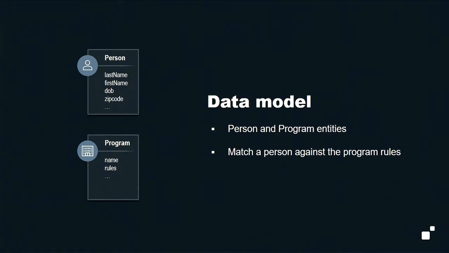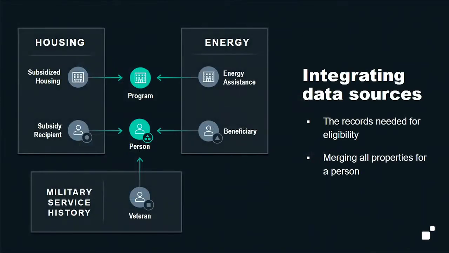Now, while the model might be simple, there's still data integration involved. And for the program information, we have to integrate information from two silos, from the housing silo and the energy silo. And for the person information, we have to integrate the information additionally from the military service history.